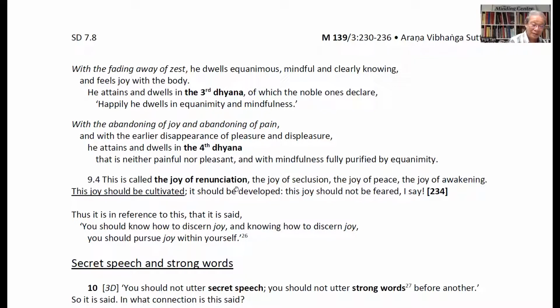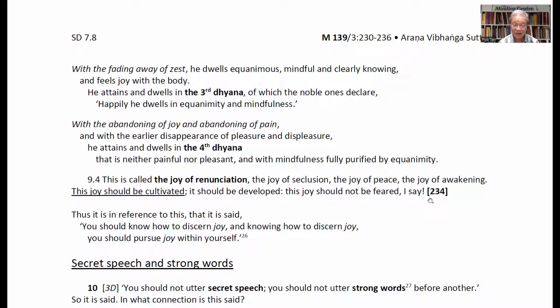What do you renounce? You renounce the five senses. In other words, you renounce having to attend to all the sight, sound, smell, taste, and touch. The joy of seclusion, you are free from distractions and hindrances. The joy of peace, the joy of awakening. So it is a joy in this sense. And this joy, says the Buddha, should be cultivated. It should be developed. This joy should not be feared.